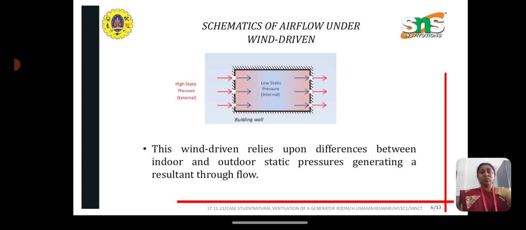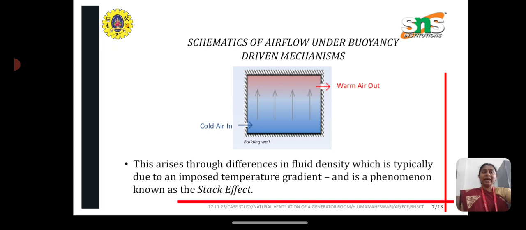First, inside the building wall there will be low static pressure, where the high pressure will come from the external source and it will enter into the building wall. Next, the schematic of airflow under the buoyancy driven mechanism, where the building wall here consists of warm air out and cold air in. This arises through differences in fluid density, which is typically due to an imposed temperature gradient, and it is a phenomenon also called the stack effect. This is push and pull, we'll call it stack operation. So when cold air comes in and the warm air goes out, it is called the stack effect.